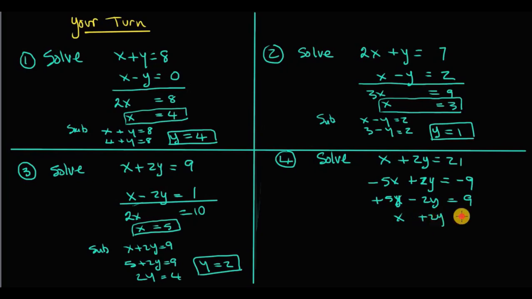I'll rewrite this equation from the top underneath: x plus 2y is equal to 21. I'm now going to add them up. I'm going to get 6x, the y's cancel out, and that is equal to 30. So x equals 5. Then you substitute it in and you get y is equal to 8, the same process you did before. Okay, let's move on to type 2.